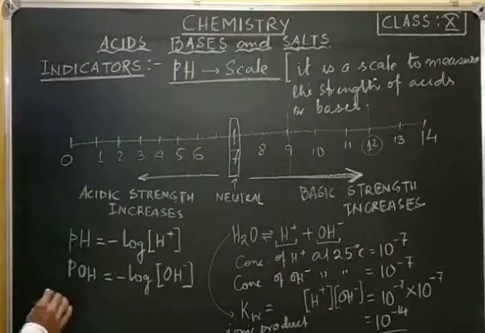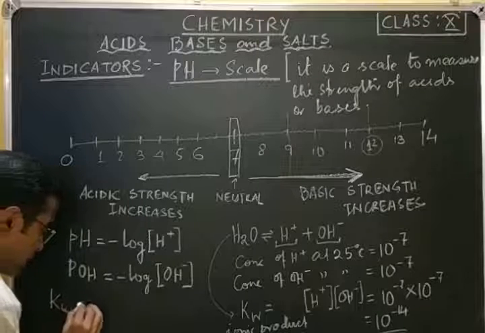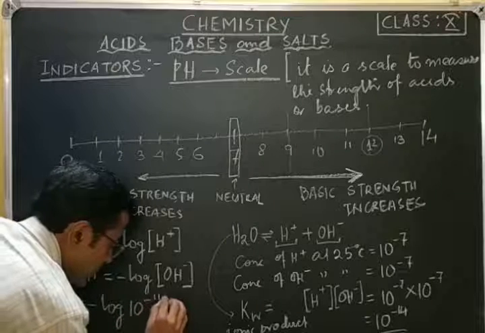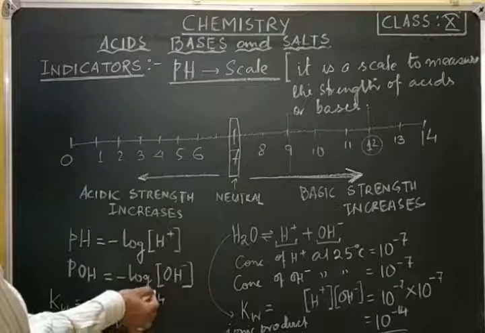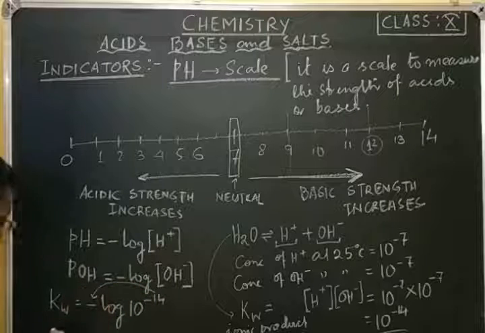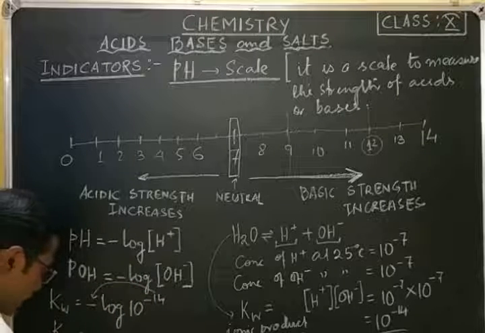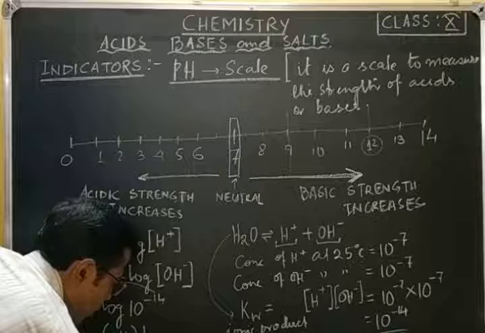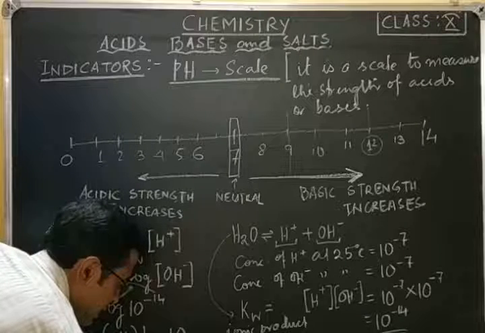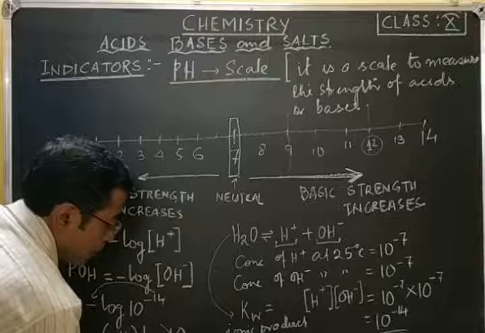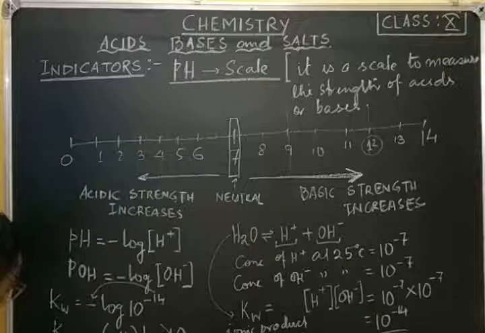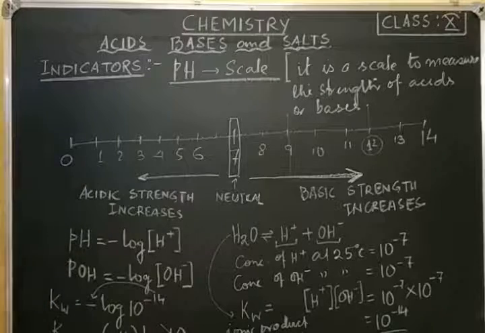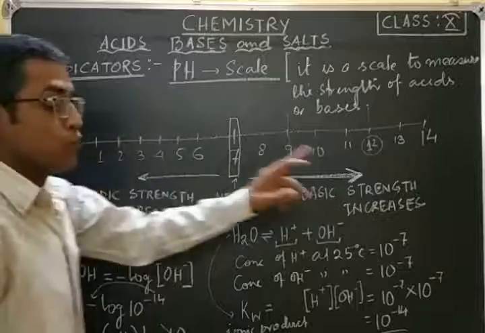So we can write Kw, the ionic product, equals minus log of 10 to the power minus 14. In log, the power comes in front. So this becomes Kw equals minus of minus 14 into log 10. I am assuming this is log 10 to the base 10, which gives you the value of 1. So Kw, the ionic product of water, is coming as 14. That's why the pH scale is 0 to 14.